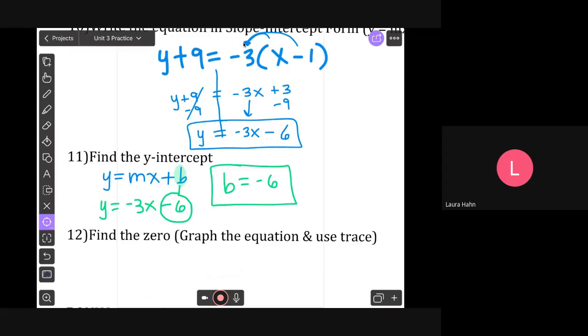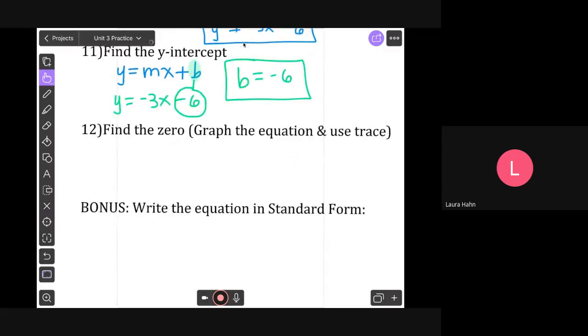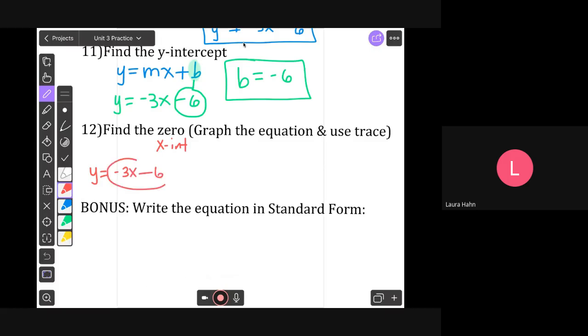Now it tells me to find the zero. We have to remember that zero is just another word for the x-intercept. To do that, we're going to graph our slope-intercept equation and use trace. So we're going to graph y equals negative 3x minus 6. I'm going to go graph this.